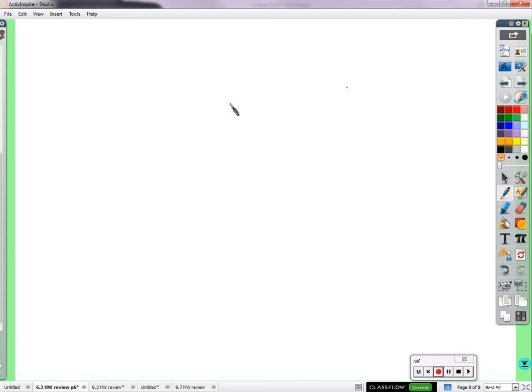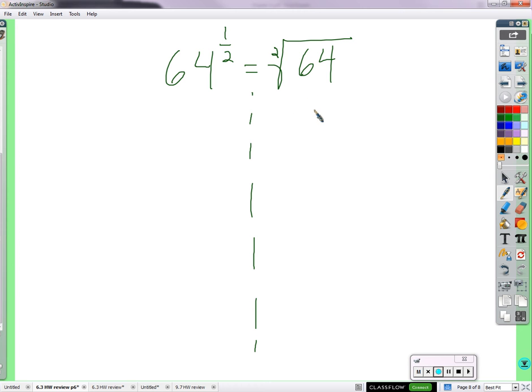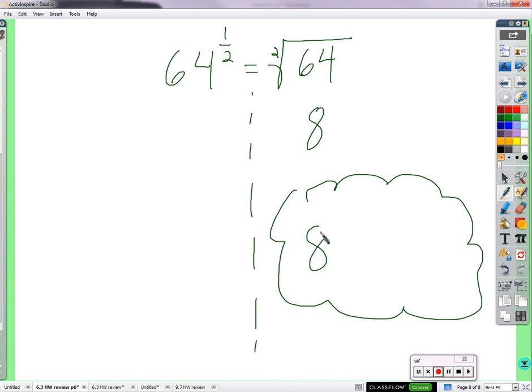Okay, let's look at 64 to the 1/2. Let me take another pass at this, proving to you that 64 to the 1/2 has to be the same as the square root of 64. We already know the square root of 64 is 8. And why is that? 8 times itself equals 64. This number times exactly the same number equals 64.